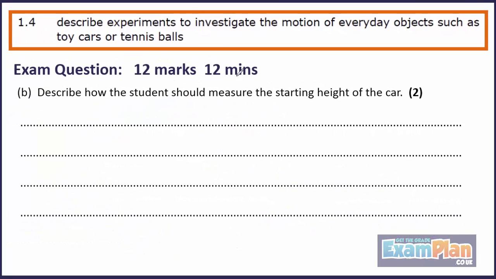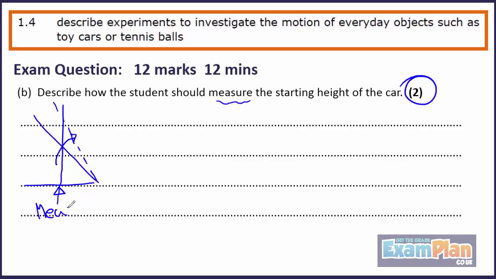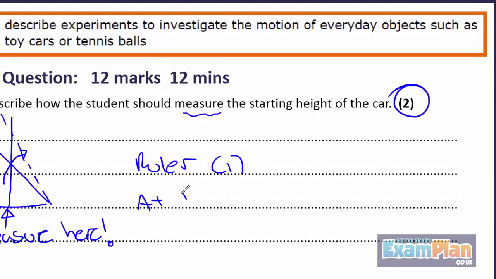Part B. Describe how the student should measure the starting height of the car. Looking carefully at this, we'll see it's a 2-mark question, so you need to say something more than just with a ruler. So it's good to try and visualize how you would actually make this measurement. If you are changing the height and want to measure it consistently, you will have to make each measurement from the same point. So our answer can be with a ruler to get 1 mark, and always from the same position to get the 2nd mark.